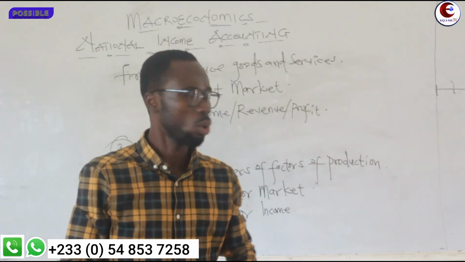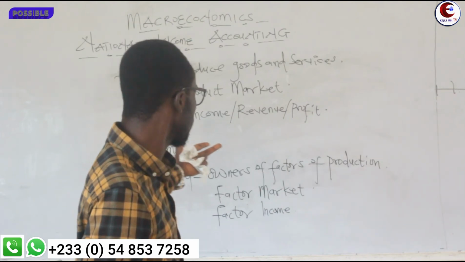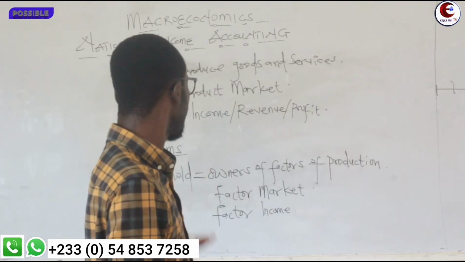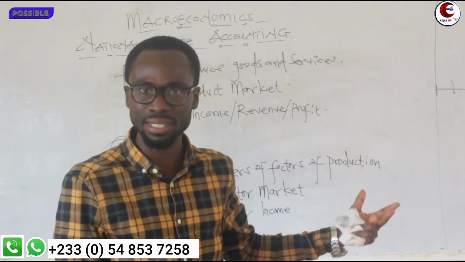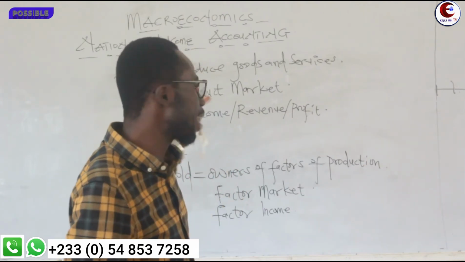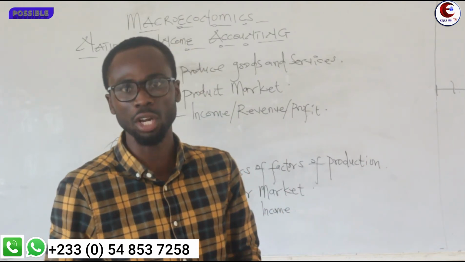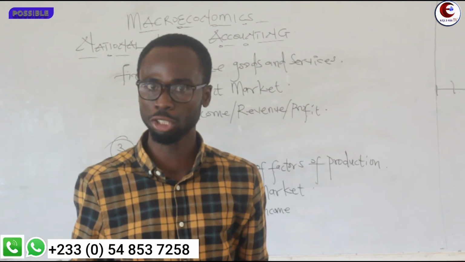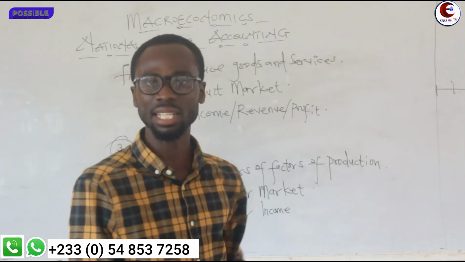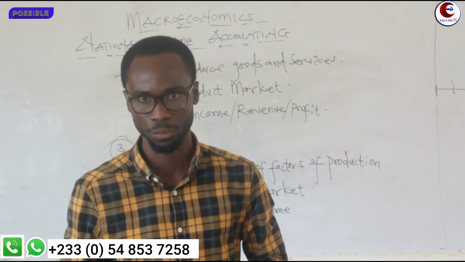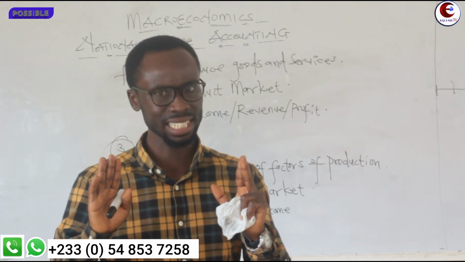So, what are firms? Firms, they are the producers of goods and services. And then they sell these goods and services on product market, in order to get what is called income or revenue. I hope you understand it.